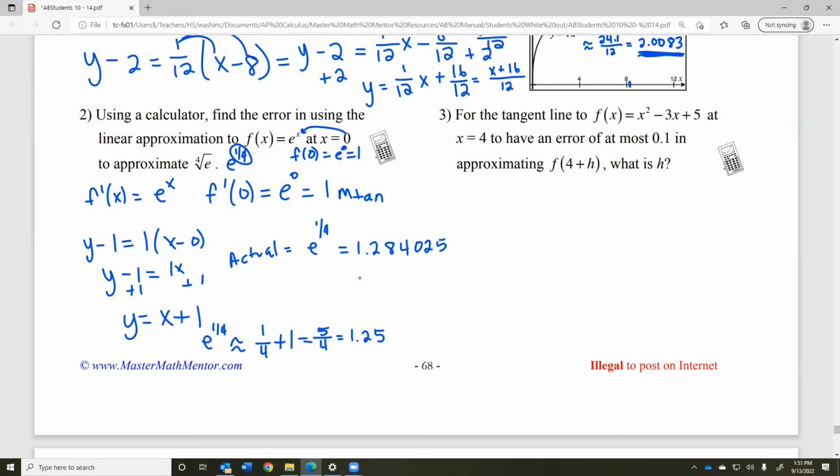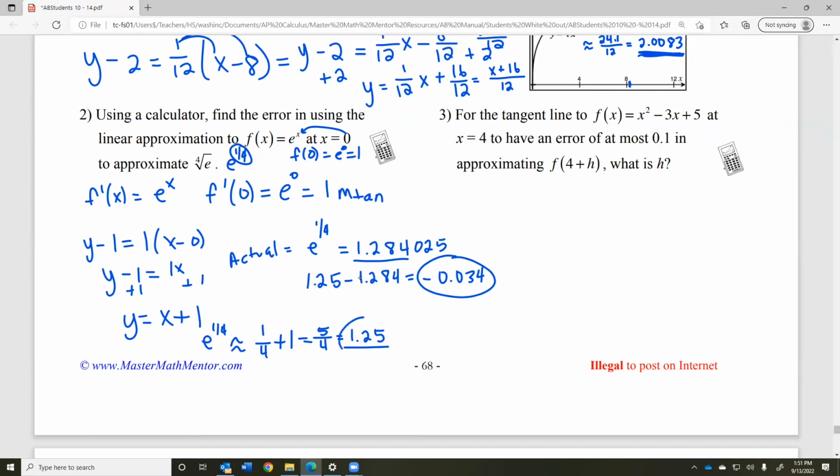And then to find the error, we would actually subtract these two numbers. 1.25 minus 1.284 if we round to 3 decimal places. 1.25 minus 1.284 is negative 0.034. So that's how far the actual is away from our approximate value.